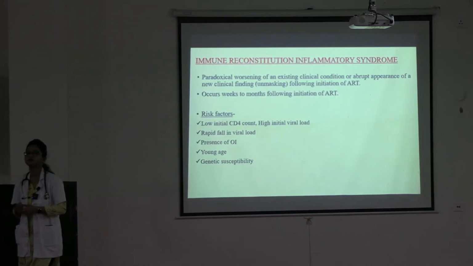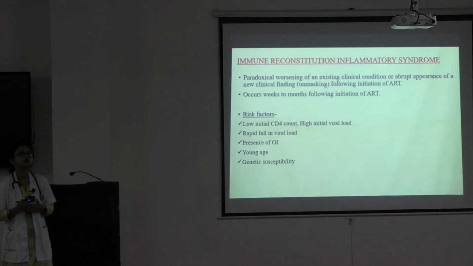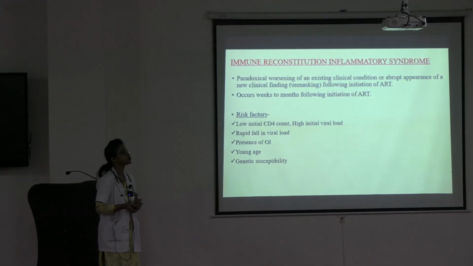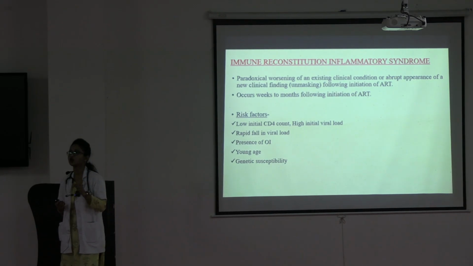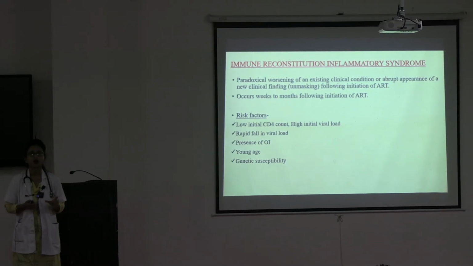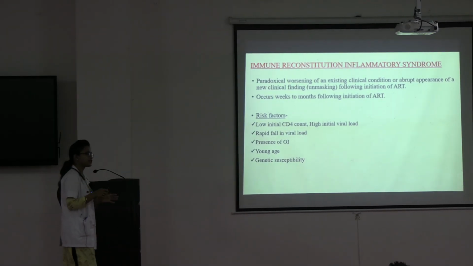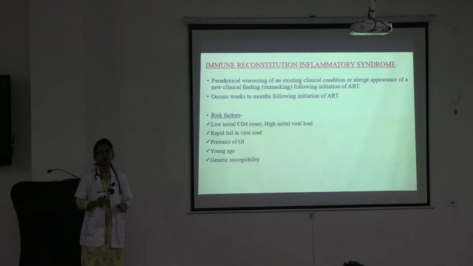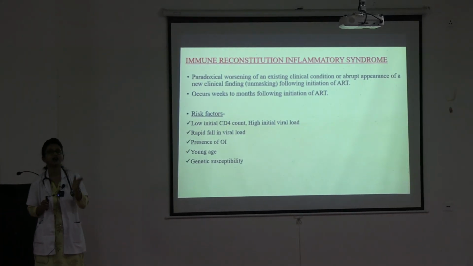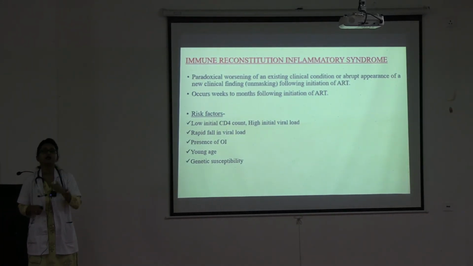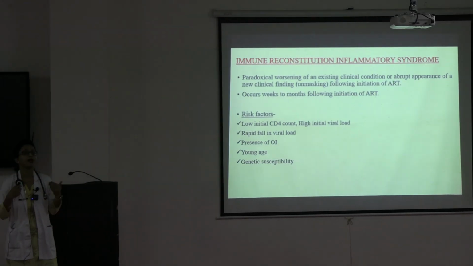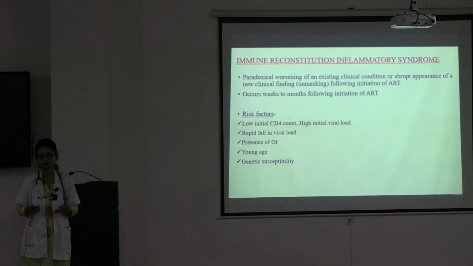Now, before starting the ART, you should be aware of a certain syndrome, that is the immune reconstitution inflammatory syndrome. In short, it is known as IRIS. What happens is that the patient is already having an infection, you are aware of that, okay? But you have started the ART, and after initiation of the ART, there is worsening of it. So this is known as paradoxical IRIS.